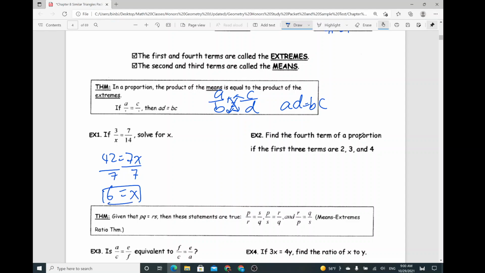Find the fourth term of the proportion if the first three terms are 2, 3, and 4. So 2 over 3 equals 4 over the fourth term, which we don't know, so 4 over x. Cross multiply: 3 times 4 gives 12, and 2 times x is 2x. Divided by 2, we get x equals 6. So the fourth term is 6.